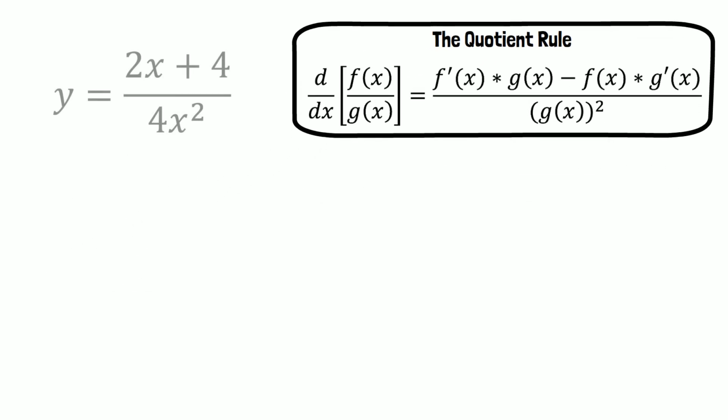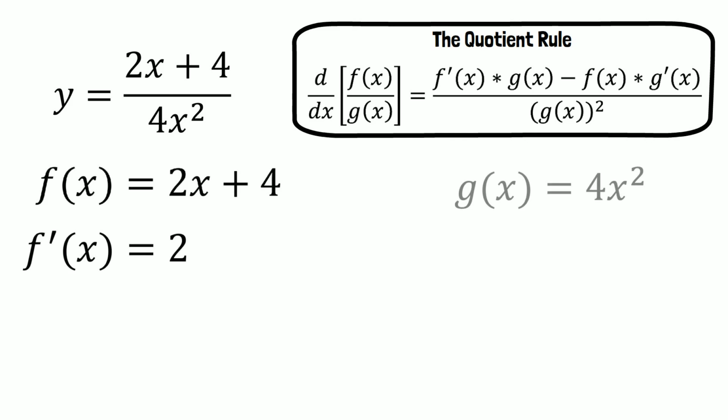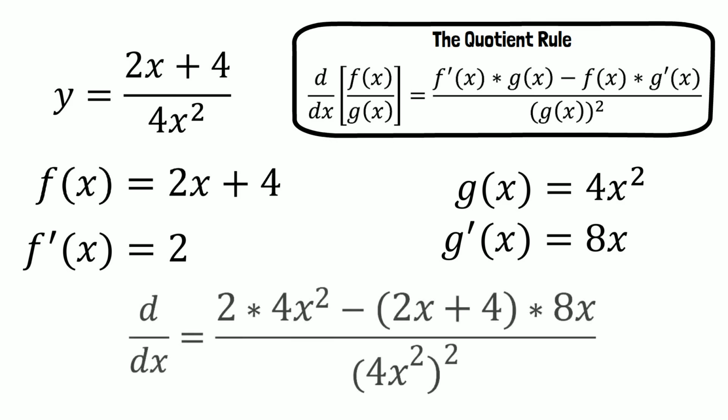On your screen you can see the function y equals (2x plus 4) divided by 4x squared. The numerator, so f of x, is then 2x plus 4. Using basic derivatives, we find that the derivative of f of x is 2. The denominator g of x is 4x squared. Using basic derivatives, we find that the derivative of g of x is 8x. We can now fill in the formula of the quotient rule.